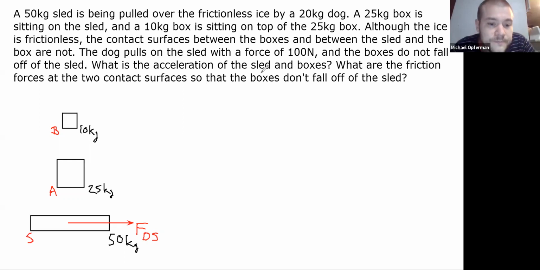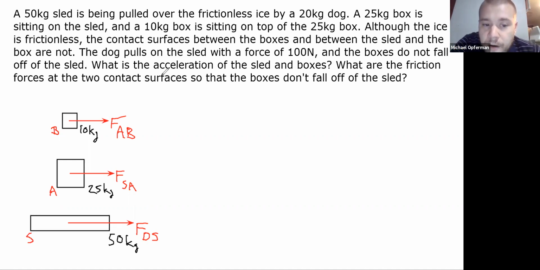But anyway, I digress. If you can convince yourself of that, then you can convince yourself there must be a force pulling this one forward, and there must be a force pulling this one forward. So the reason why box A is getting pulled forward is because it's getting pulled forward by the sled. So you're going to have a force of the sled on box A. And by exactly the same logic, the reason why box B is moving forward is because box A is pulling box B forward. Okay? Now, here's where Newton's third law comes into play.